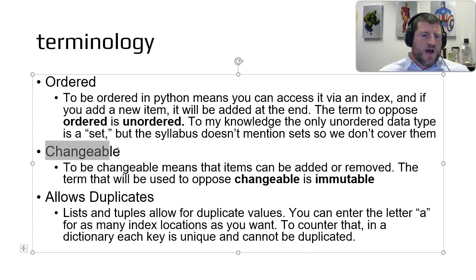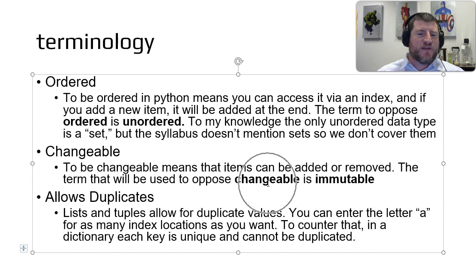So the next terminology is changeable. To be changeable, that just means that items can be added or removed, and we talked about this with lists. You can change a value, you can add a value, you can remove a value. With a dictionary, you can change a value, you can add a value, you can remove a value. But with a tuple, you cannot do any of that. You cannot reorder it, you can't change it, you can't add, you can't remove.